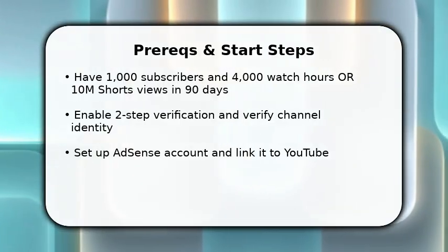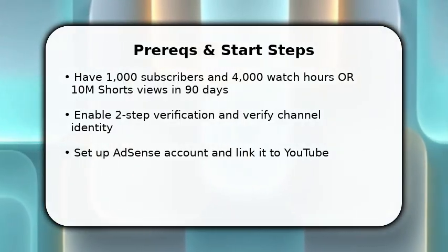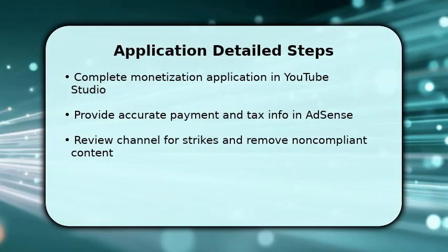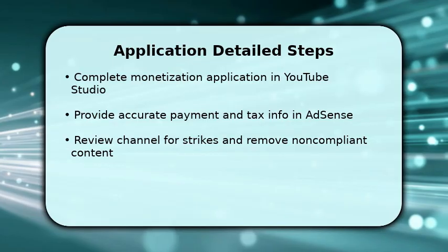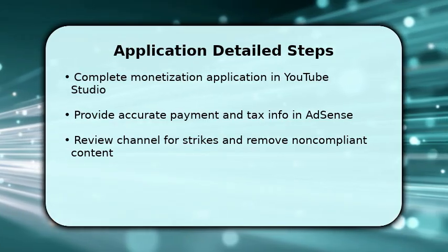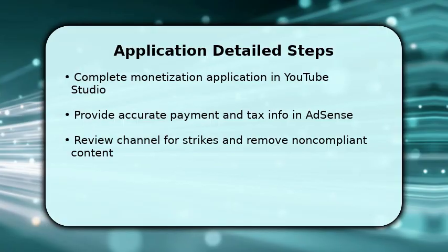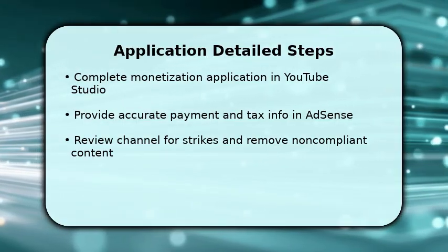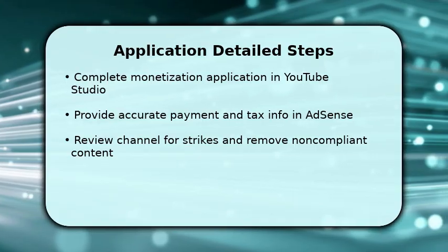Don't pause. Complete each form field accurately to avoid delays. In YouTube Studio, start the application and answer eligibility questions. Attach your AdSense account when prompted. Provide full legal name, payment details, and any required tax forms. Mistakes here block payouts. While waiting for review, audit your videos.